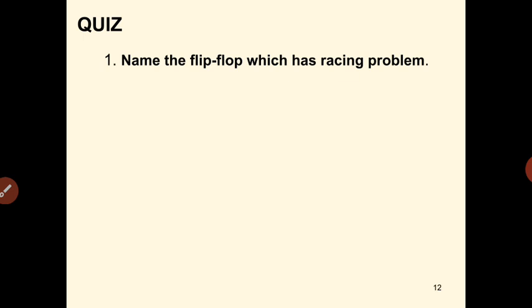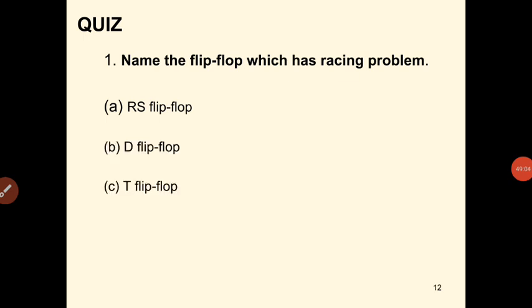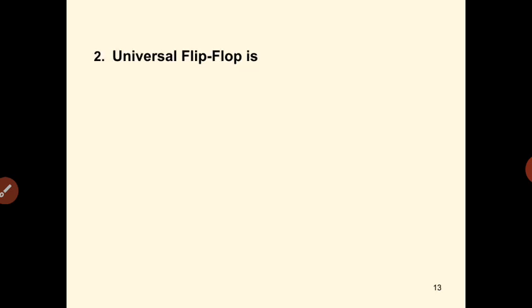Quiz: name the flip flop which has racing problem. Racing problem is always available in the RS flip flop only, but race around condition is available in the JK flip flop. Racing is nothing but an invalid, prohibited condition: for S is equal to 1 and R is equal to 1, the output is not defined. That is called the racing problem.